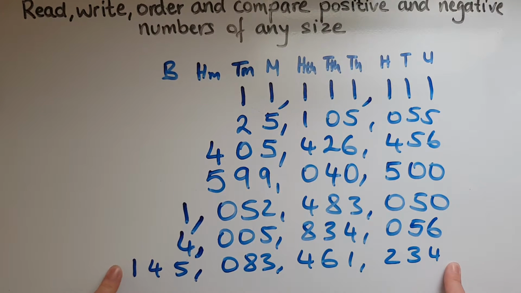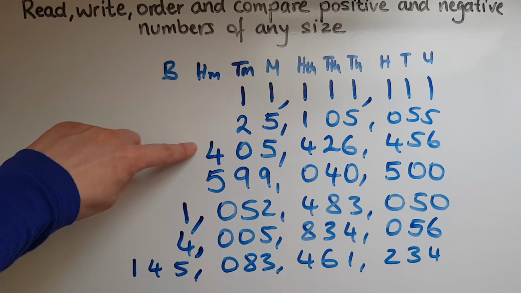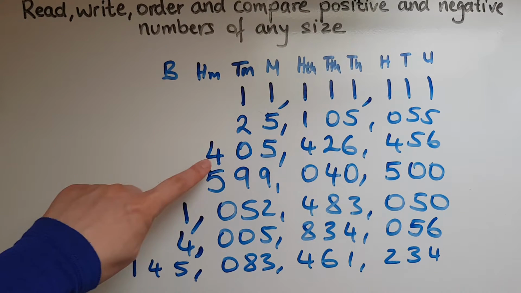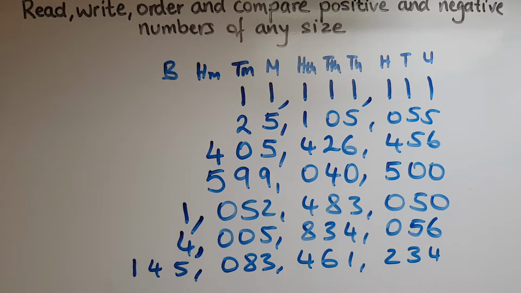So this one has most of the digits, so it's got to be the biggest one, because as we said, this would be 145 billion, whereas this one is just 4 billion. So of course this is bigger, and that's the case when you compare this with this, for example. So that'd be 25 million, whereas this is 405 million. So the more digits, the bigger the number.